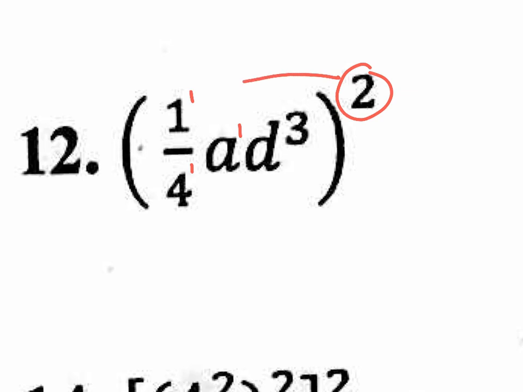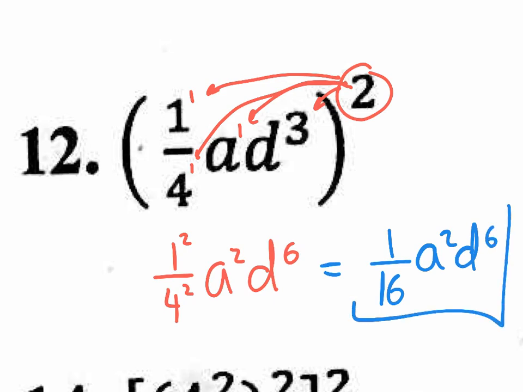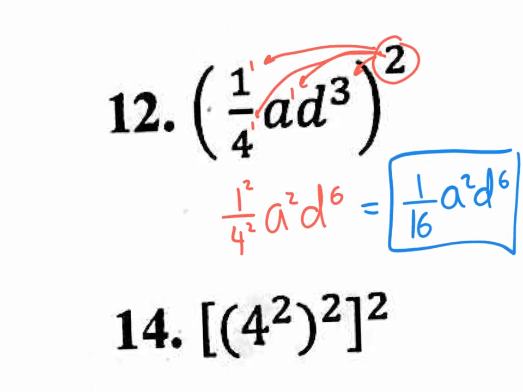So you'd end up with, right there, 1 squared. Down here, you'd end up with 4 squared. Right here, you'd end up with a to the second, and right here, you end up with d to the 6th. The power to a power, you multiply. So the final answer would be 1 squared is 1, 4 squared is 16, and then you put the a squared and the d to the 6th. That's your final answer for number 12. I think that's worth explaining.